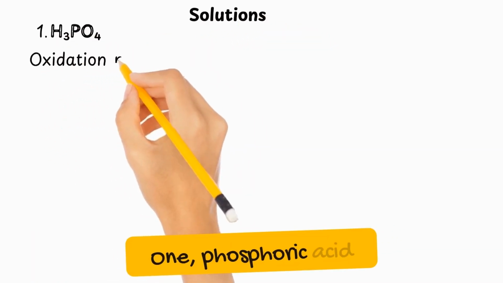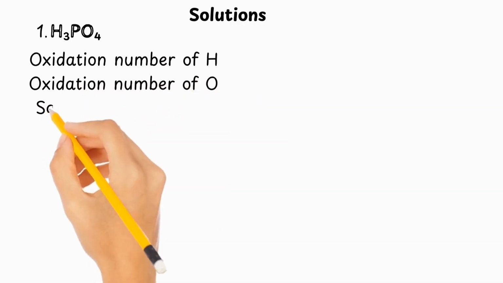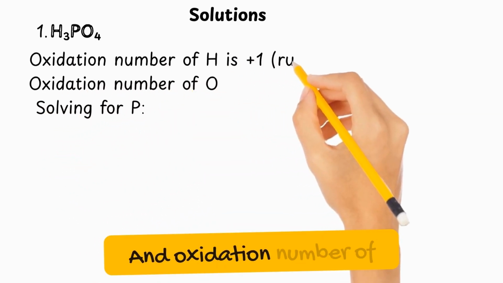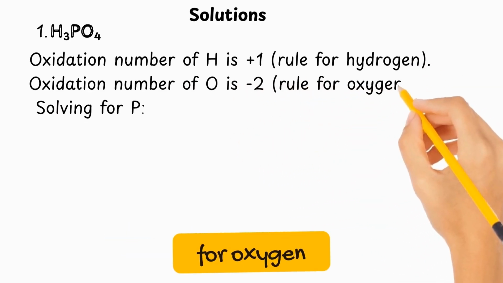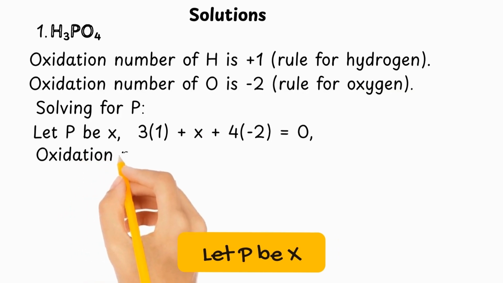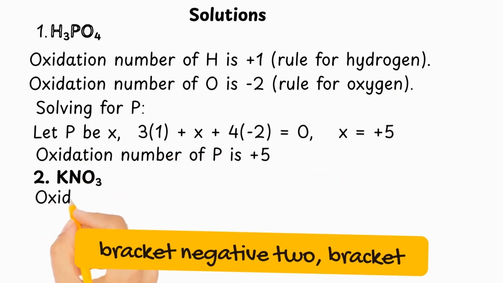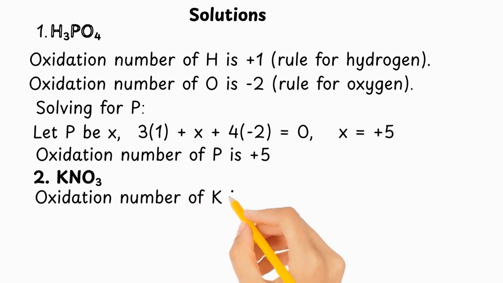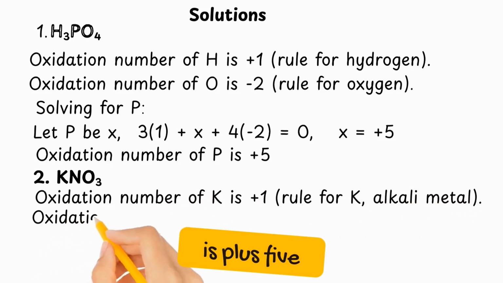1. Phosphoric acid. Oxidation number of hydrogen is +1, according to the rule for hydrogen, and oxidation number of oxygen is -2, according to the rule for oxygen. Let's solve for phosphorus. Let P be x. 3(1) + x + 4(-2) = 0. x equals +5. Oxidation number of phosphorus is +5.